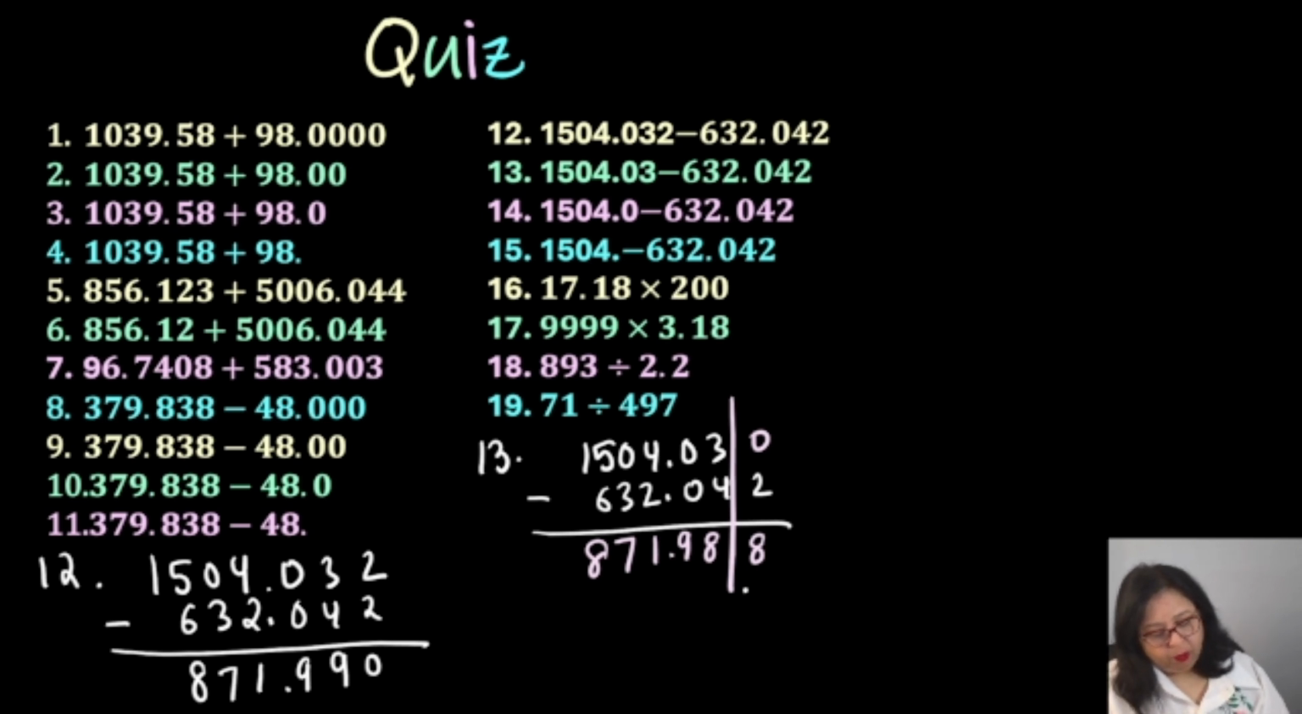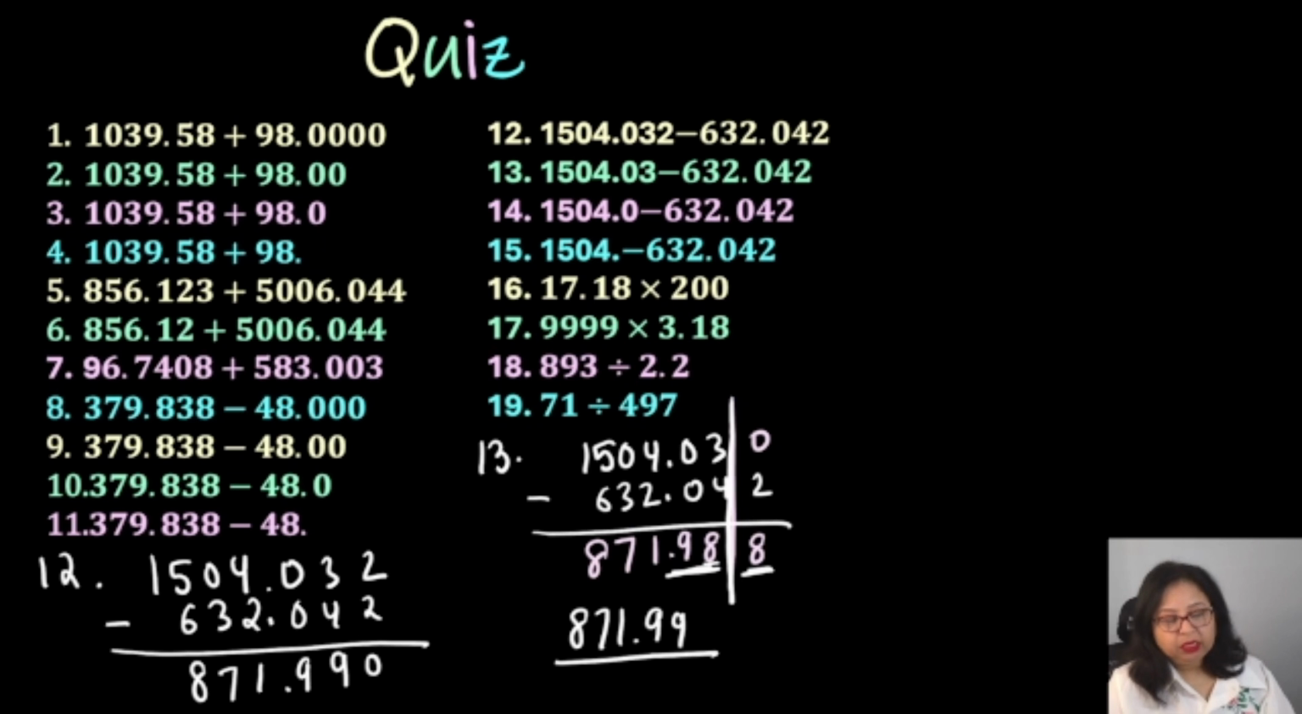Alright, now we're going to look at this digit to the right of the line. I put this line over here because I want to round it off to 2 digits after the decimal. We're going to look at the digit immediately to the right of the line. It is 8. So the last digit will round up. Answer is 871.99.